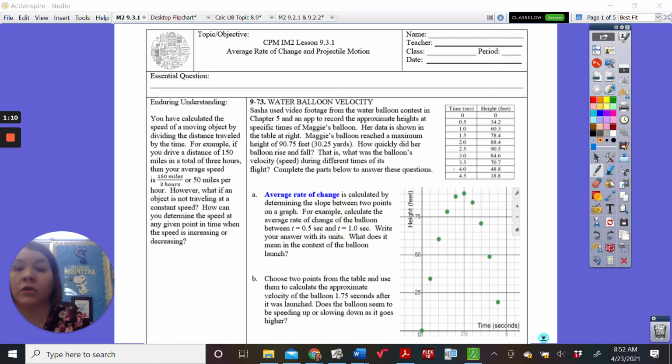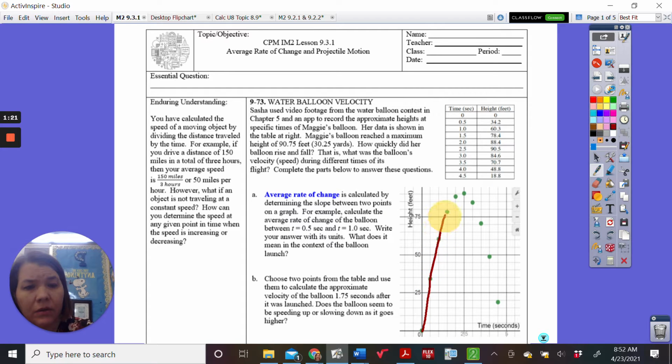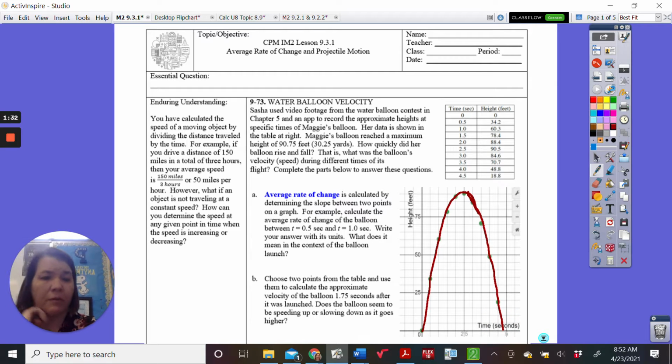The first thing it told us to do, which I deleted, was to plot all our points. So I did that for us. And then it says we should probably try to connect our dots. So we'll do our best to connect the dots in a smooth curve, if possible. We know it goes up a little bit higher than this one. Then it clearly starts coming back down, and probably hits the ground around 5 seconds somewhere. So something like that. Okay, this is what you expected to see as she launches her water balloon. Okay, so that's the idea, your basic thoughts.